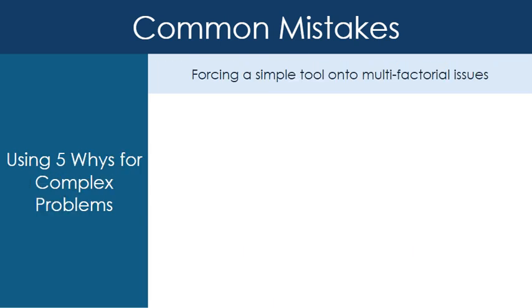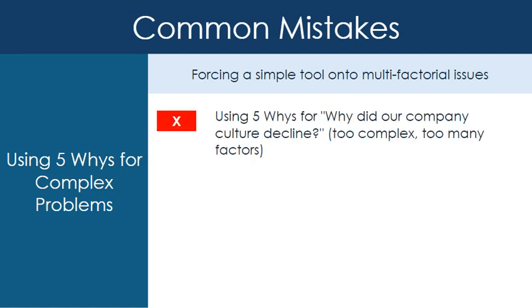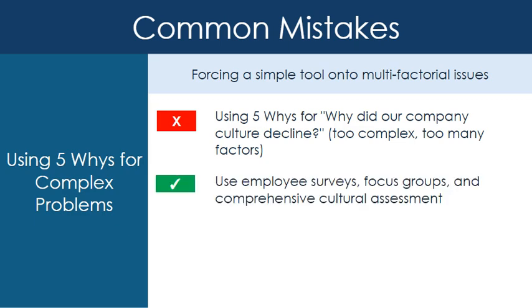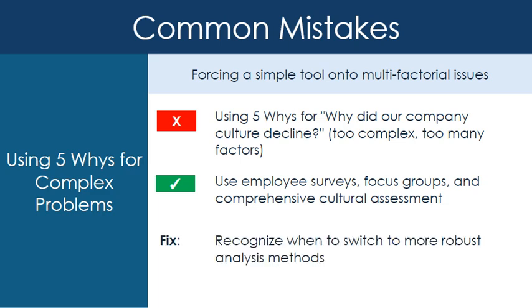Using 5 whys for complex problems. The mistake is forcing a simple tool onto multifactorial issues. An example of when it may be the wrong tool is when using it to answer, why did our company culture decline? This is likely a complex problem with too many factors to identify through a 5 why. Here, use the right tool, such as employee surveys, focus groups, and a comprehensive cultural assessment. The fix is to recognize when to switch to a more robust analysis method.